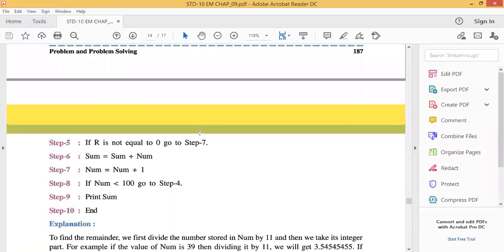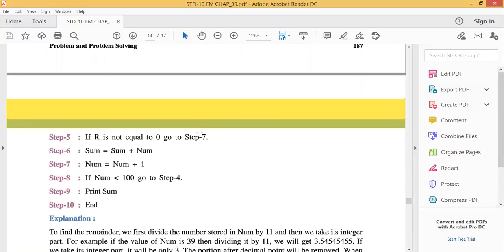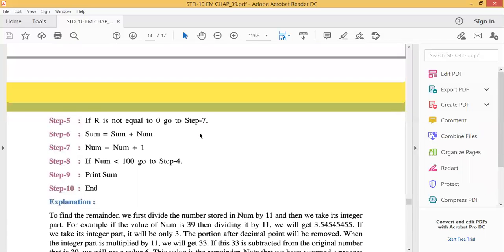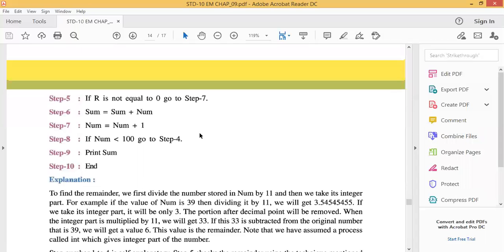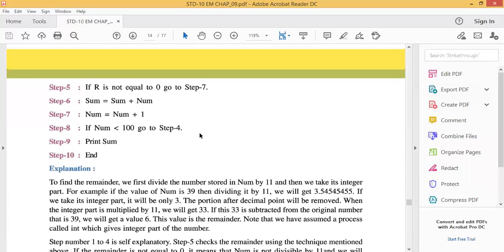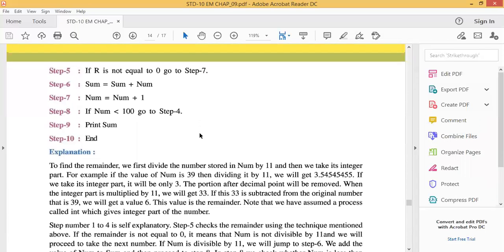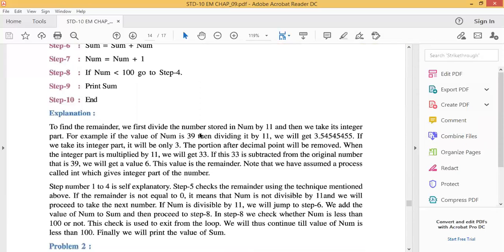Step 5, if r is not equal to 0, then go to step 7. Step 6, sum equal to sum plus num. Step 7, num equal to num plus 1. Step 8, if num is less than 100, go to step 4. Step 9, print sum. These are the simple steps to solving a problem.